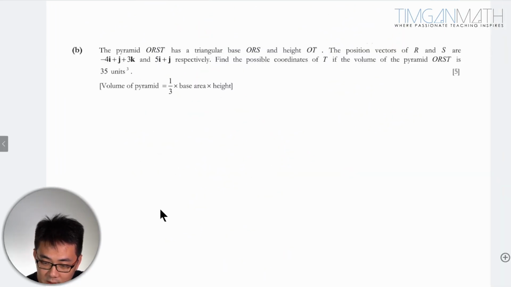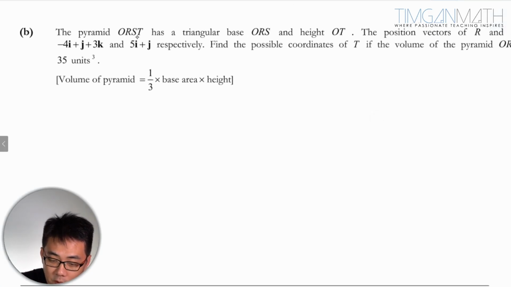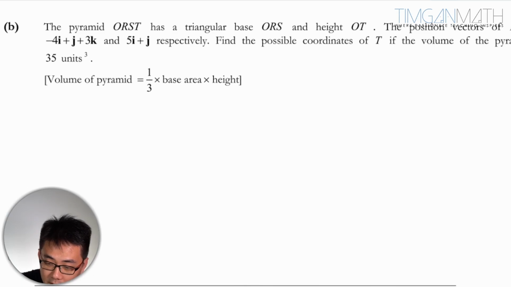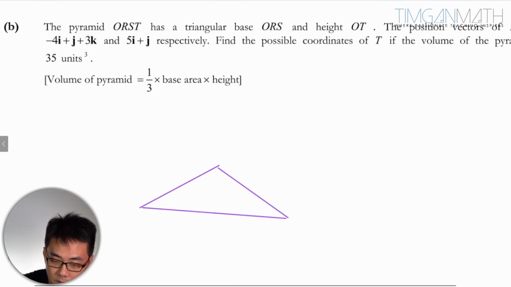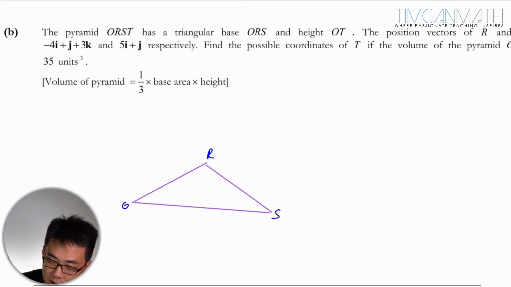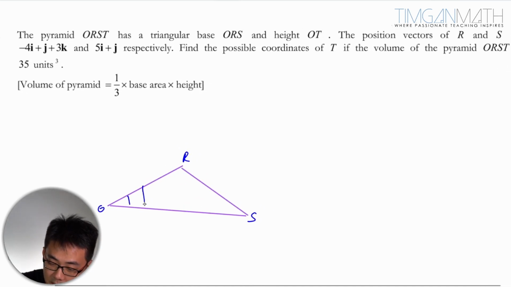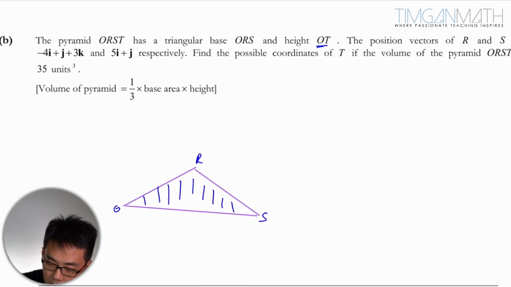What I would suggest is you find the height, right? Then you use the unit vector, plus minus top over bottom. So in this case here, the pyramid ORST has a triangular base of ORS, right? You draw this out, ORS like that. This is the base, is it? Triangular base here. The height OT, I'm not sure where it is at.